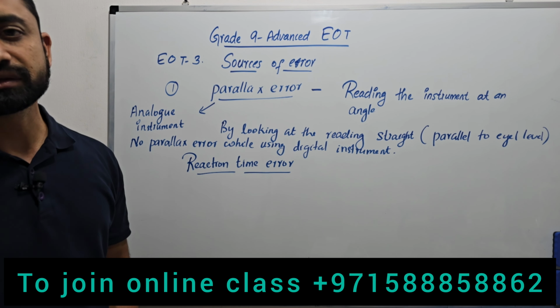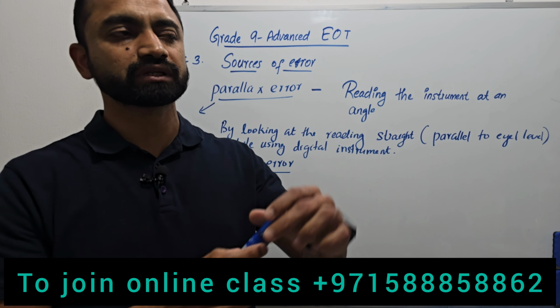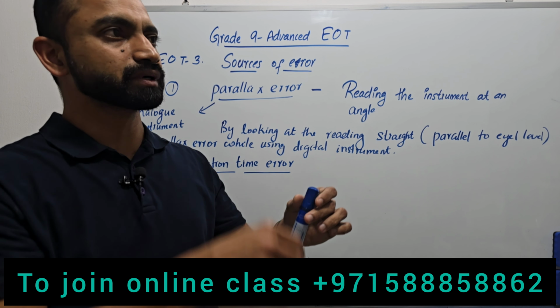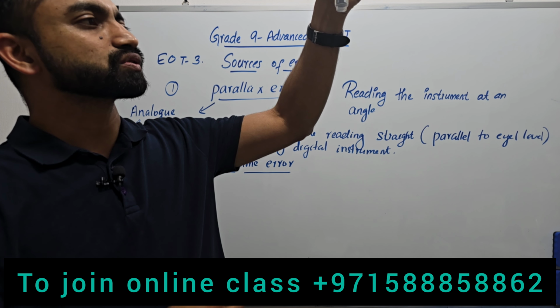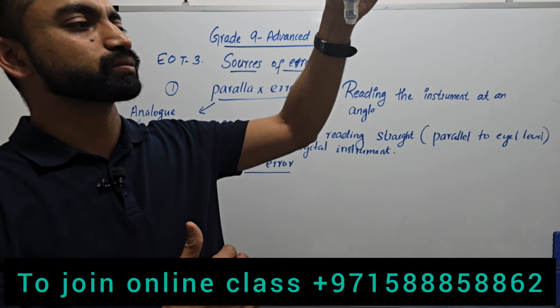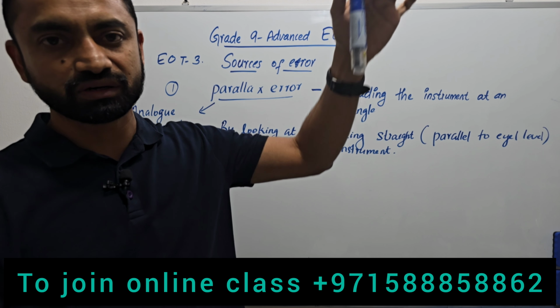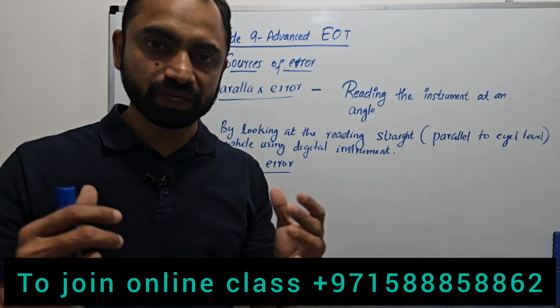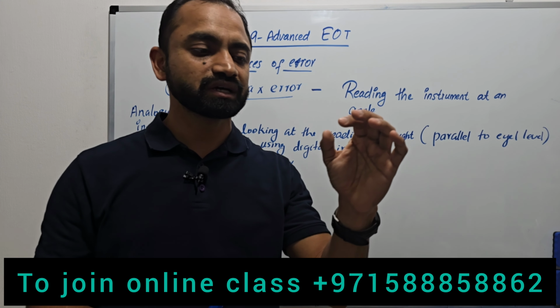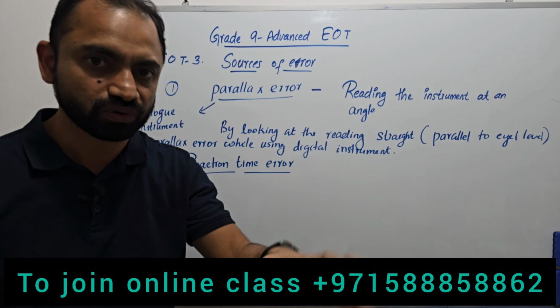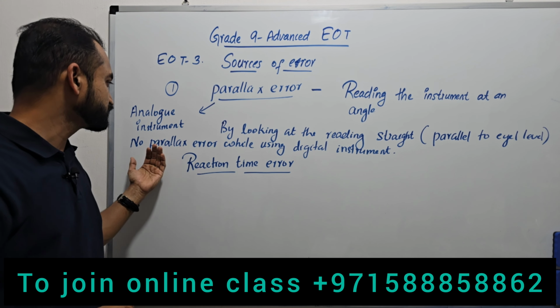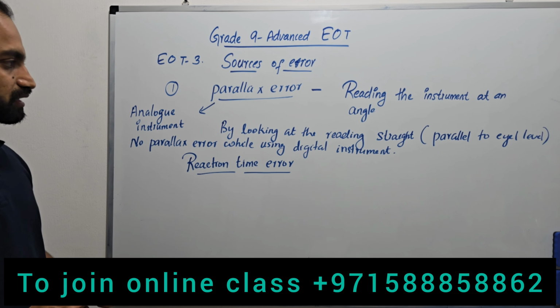If you are using an analog thermometer, there are readings as numbers, and we need to read the mercury level like this. So that is an analog instrument, so there is a chance of parallax error. If you are using a digital thermometer, it will give the exact value of the temperature. So when we are using a digital instrument, there is no chance of parallax error.